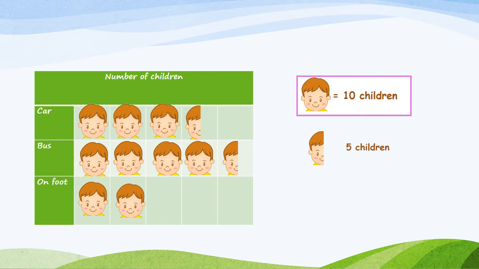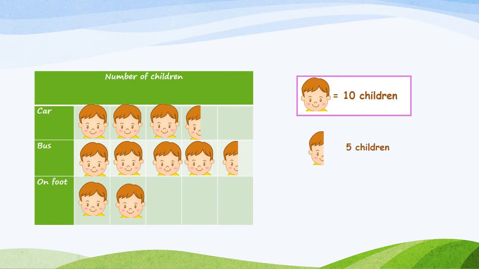How many go by bus? How many children go by bus? Let's count. We're going to count by 10. So it's 10, 20, 30, 40, 5. How many go on foot? It's only 10, 20.